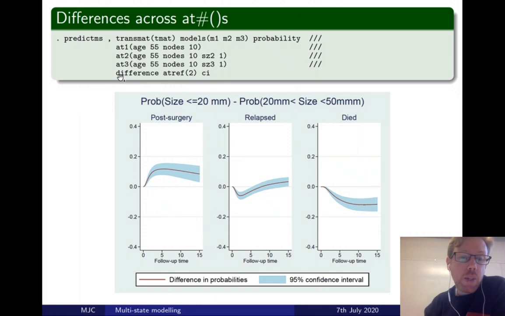Really simple. I add my difference option, and it does the difference between all my ats compared to a reference one. By default, it's at 1. I've changed it to at 2 in this case. I'm also going to get confidence intervals for free, not only on my transition probabilities, but also on my differences. So this is the probability of being in my post-surgery state, so still alive and relapse-free. Higher probability of being in that state if we have a smaller tumor size compared to the medium tumor size. Okay, and we can quantify that on the difference in the transition probabilities for any particular state.